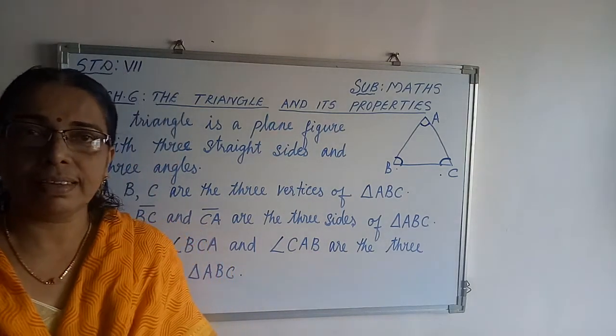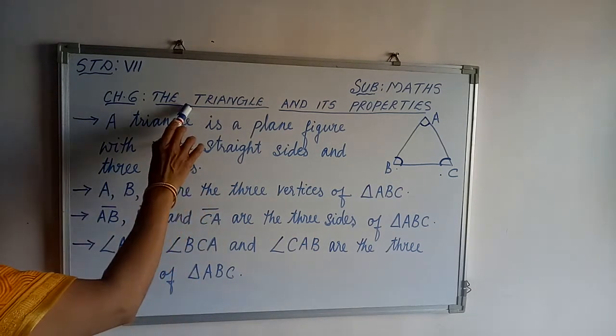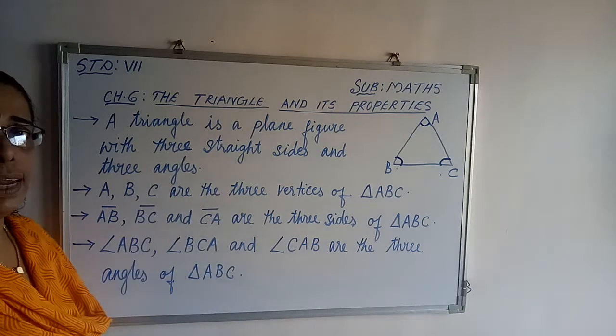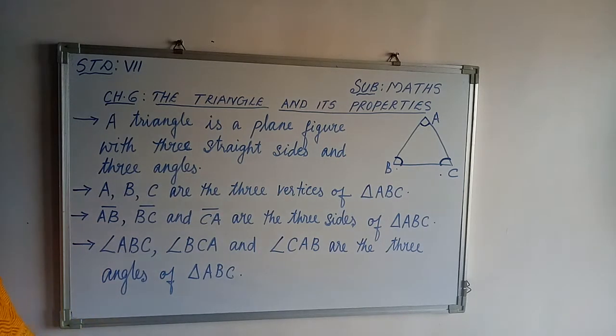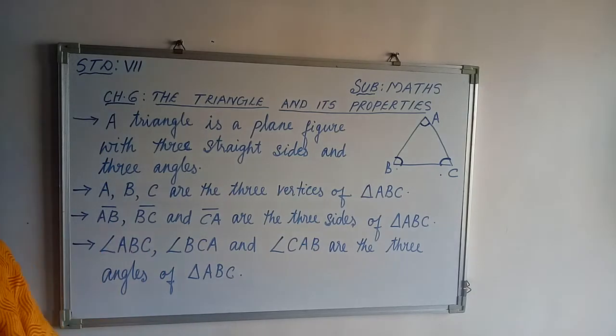Good morning, students. Today we are going to start chapter 6, the triangle and its properties. First of all, we can see what is a triangle. A triangle is a plane figure with 3 straight sides and 3 angles. So, a triangle has 3 sides and also 3 angles.